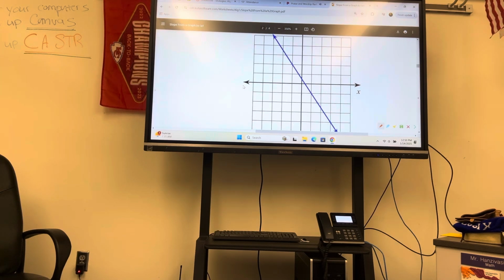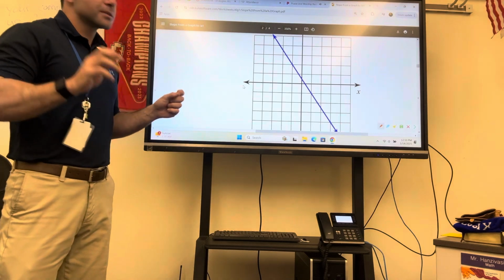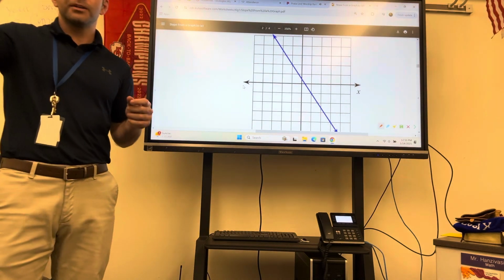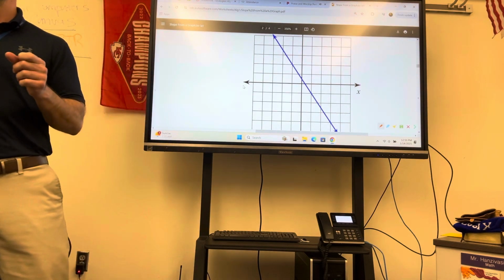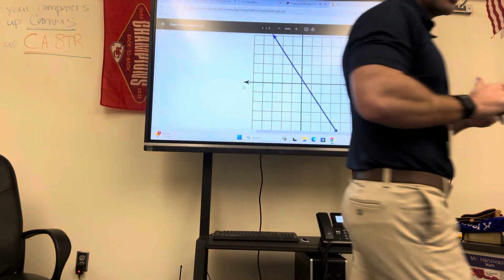Okay, so this is on the back side of that worksheet. We're on number 10. So again, there's no dots. We have to find the dots. So I'd like you right now to find 2 points on that graph. Find 2 points though. It doesn't matter which 2.